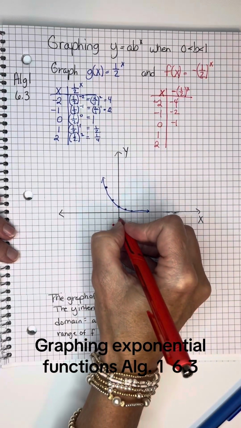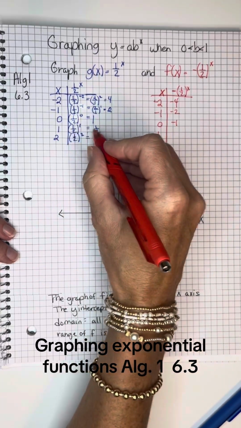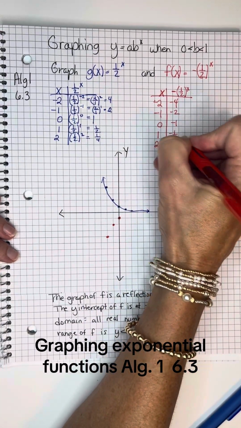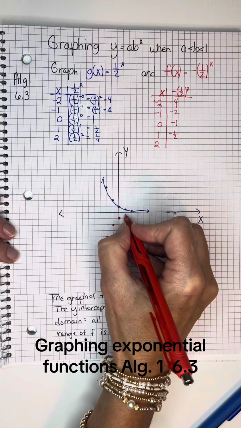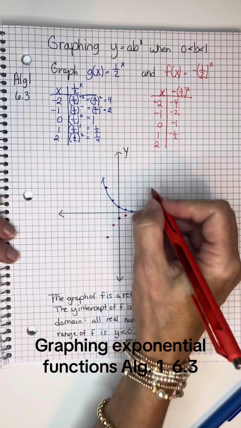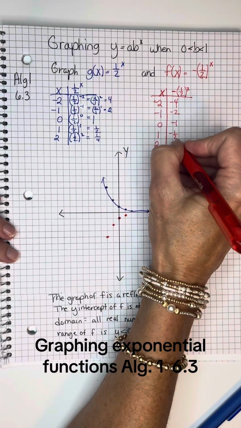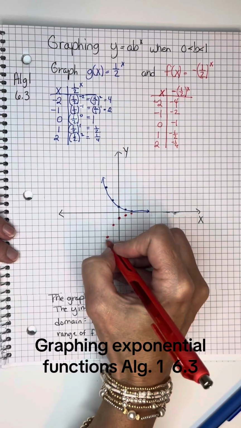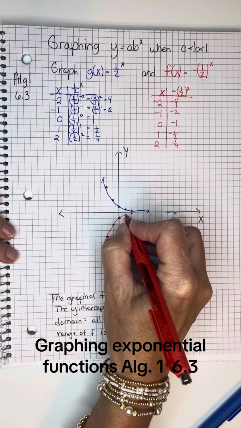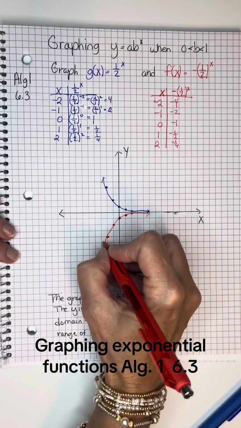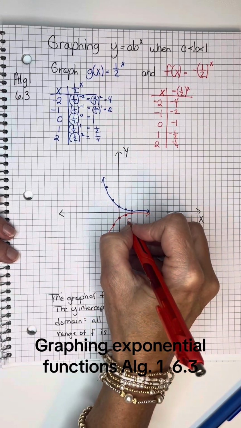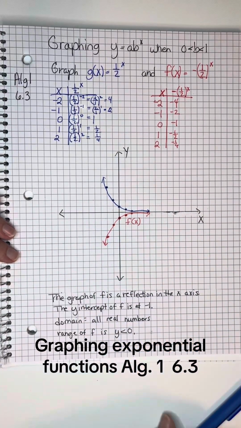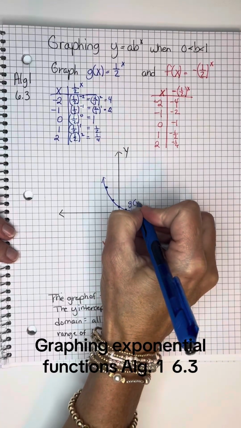So 0, -1. 1 was 1/2, so that'll be a -1/2. So right 1, down 1/2. And then 2 is at a 1/4, so it'll be a -1/4. So that'll be 2, -1/4. And you'll see this going on. So this one is my f of x. And this one up here was my g of x.